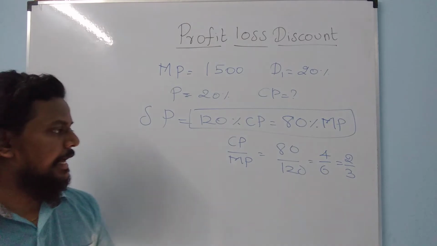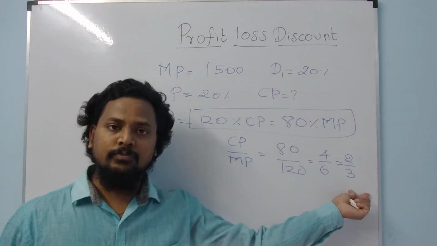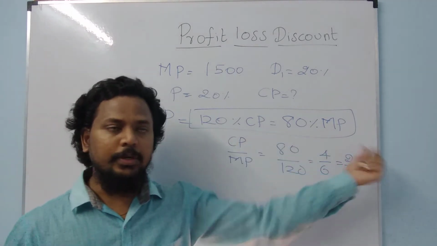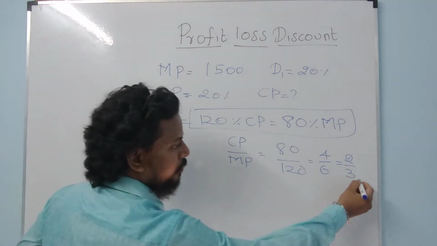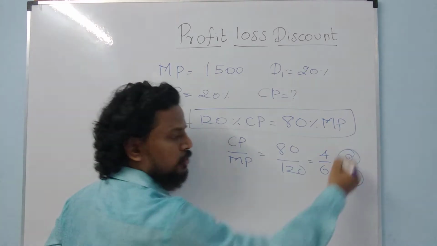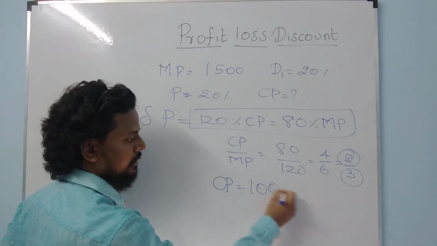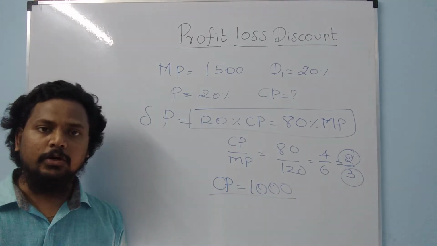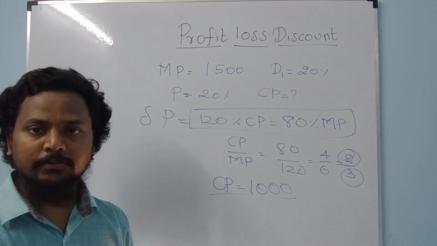Which means if my cost price is 2 rupees, then my mark price is 3 rupees. Or the other way around, when the mark price is 3 rupees, the cost price is 2 rupees. What is the mark price? 1500. If 3 goes to 1500, then 1 goes to 500. Then 2 goes to 1000. Therefore, my cost price is 1000. This is how we have to connect CP and MP quickly and arrive at a conclusion. Let's see the next problem.